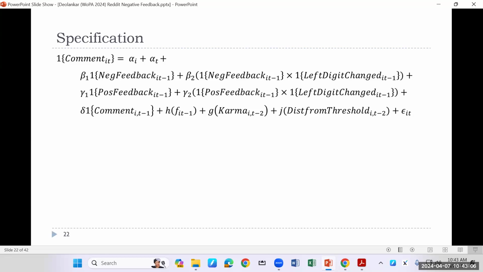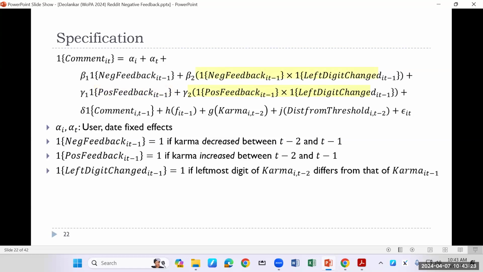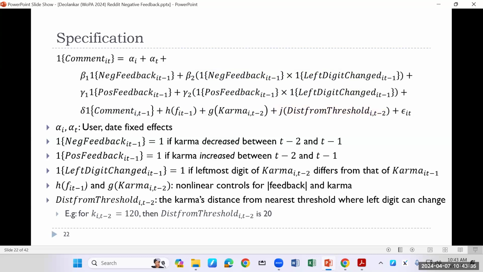Okay, so to operationalize our idea, we modify our specification as follows. We have user fixed effects and date fixed effects, same as before. We have a binary indicator for whether negative feedback was received, same as before. We have a binary indicator for whether positive feedback was received, same as before. What's new is that we now have a binary indicator for whether a left digit change occurred in the user's karma, and we interact that with the binary indicators for negative feedback and for positive feedback. And then we have our matrix of control variables, same as before.